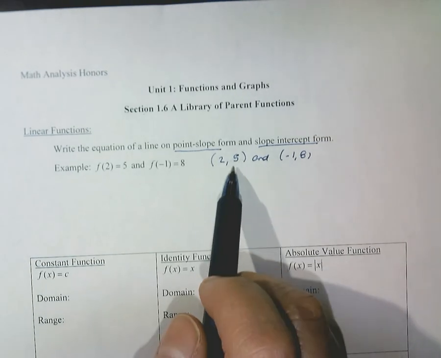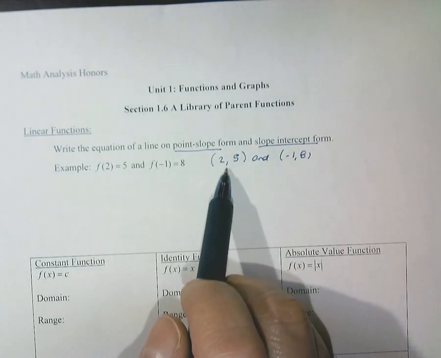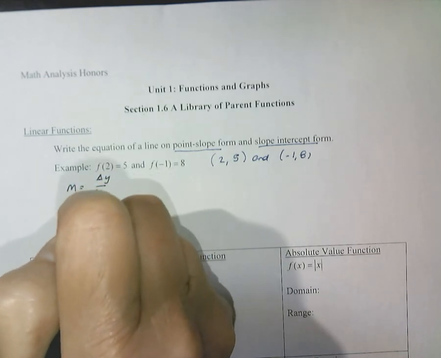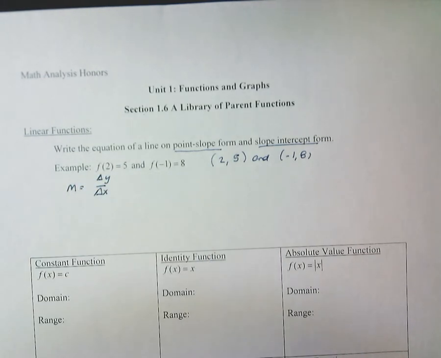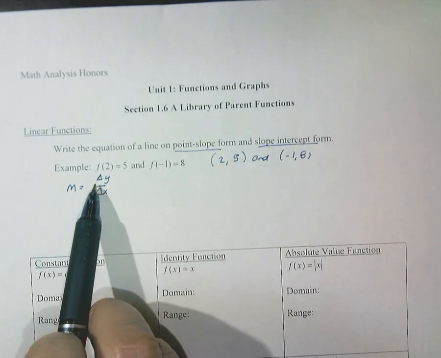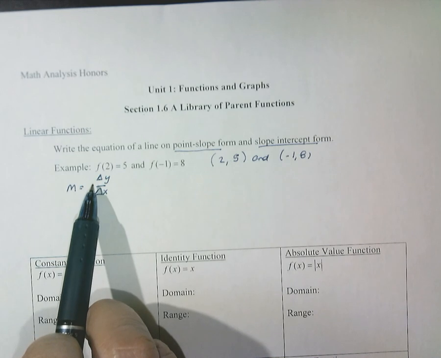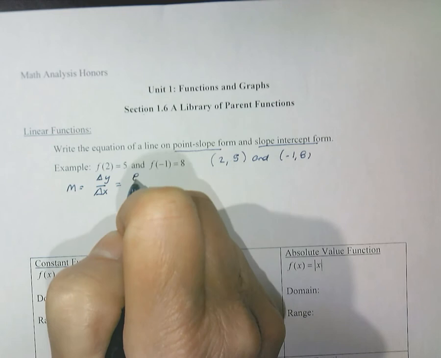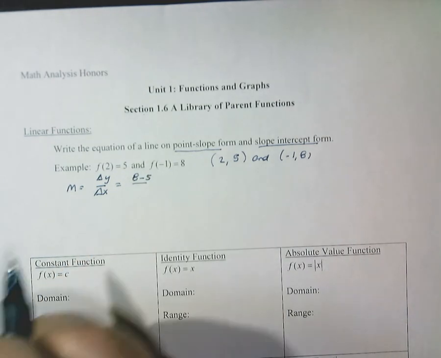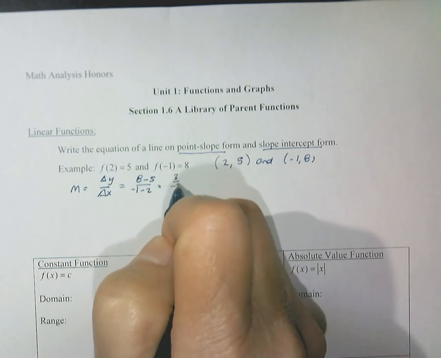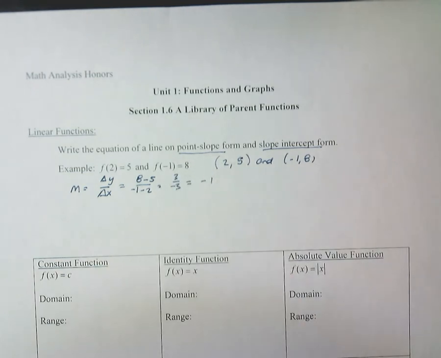So since I have these 2 points, the first thing I want to do is find my slope. And my slope is going to be the change in y over the change in x. I'm using this delta. It's a Greek letter that means change. Instead of saying y2 minus y1, I just shorten it this way. So y2 minus y1 over x2 minus x1. So I get 3 over negative 3, which is equal to negative 1. And you're going to get fractions also.